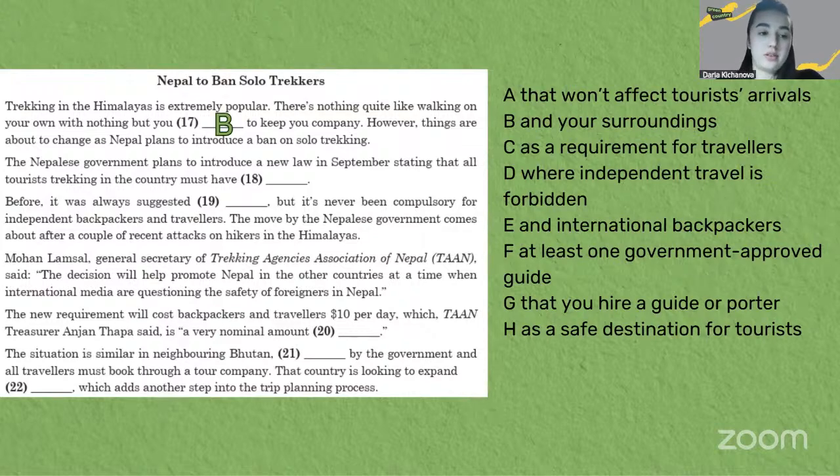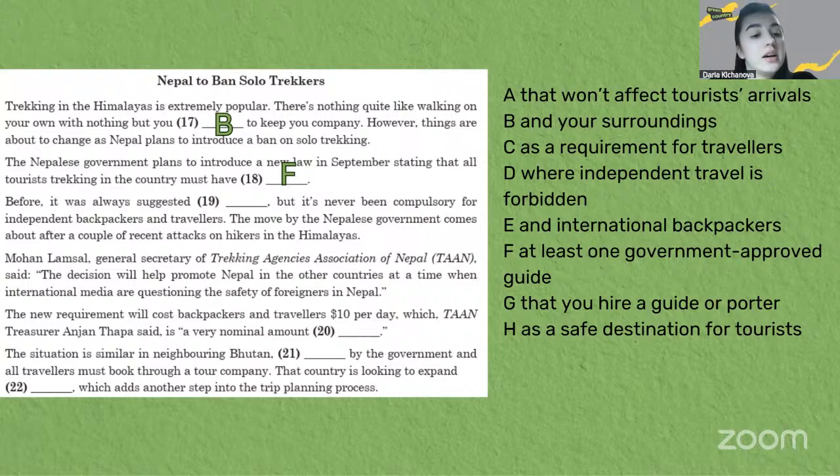So we are moving to sentence 18. And there we have: the government plans to introduce a new law in September stating that all tourist trekking in the country must have, you think, at least one government-approved guide. Yeah, that is true. So here the government needs to have some kind of approval for the person who will be these guides.